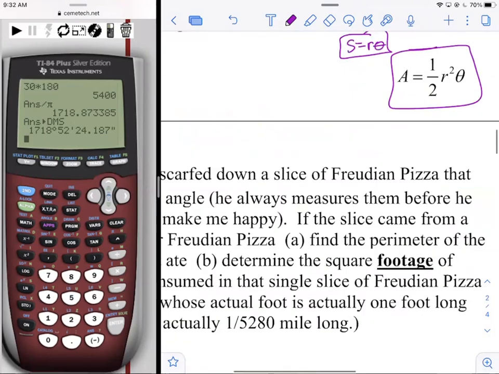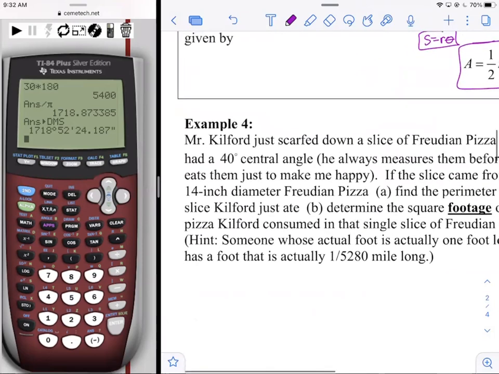Okay, all right. So here's the problem I made up. Example 4. Mr. Kilford, y'all know him? Yeah, he's like my BFF. In fact, he might even be my Valentine today. We'll see. Yeah, no, Jack was.